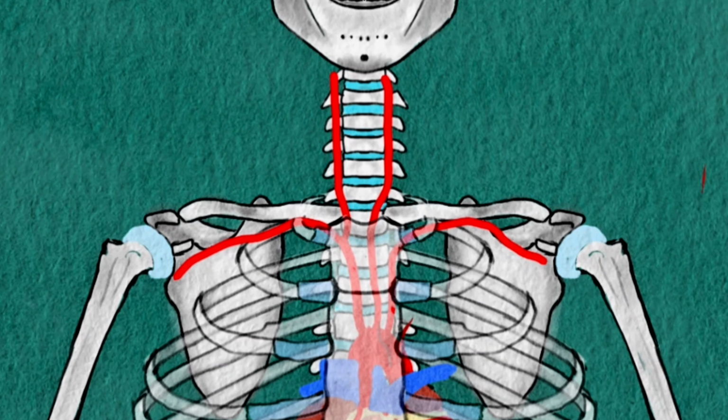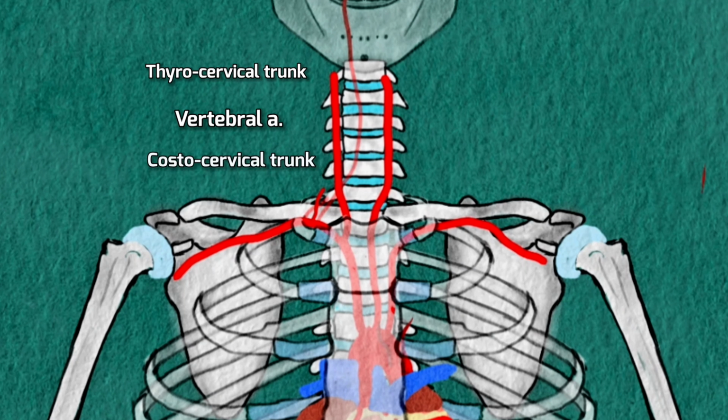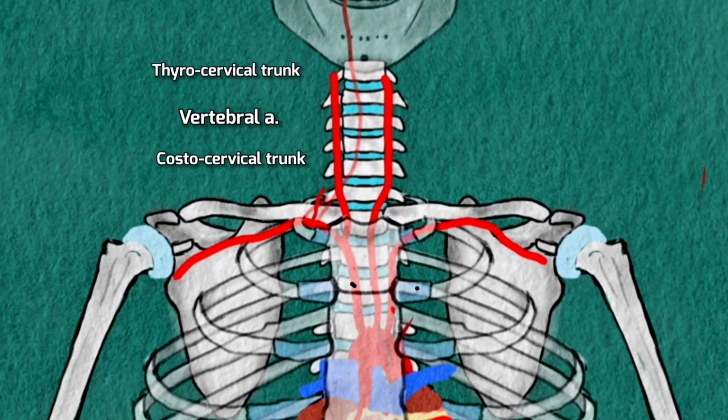An important branch from the subclavian artery is the thyrocervical trunk, which supplies part of the thyroid gland and some surrounding muscles. Other branches include the vertebral artery and costocervical trunk. Don't forget that the common carotid and subclavian arteries on the left side arise directly from the aortic arch.